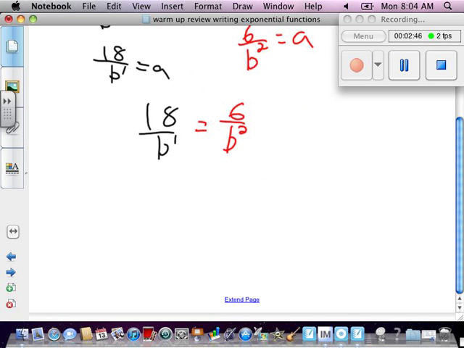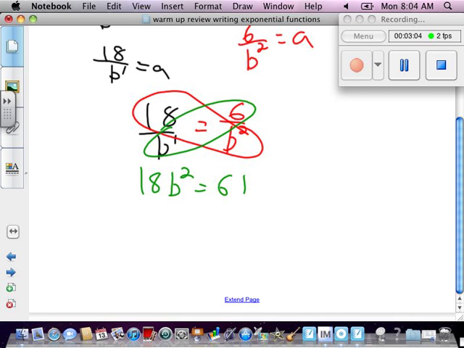Then what do, ladies and gentlemen? What comes next? Cross multiply. I'm not sure why anybody's not writing this down. This is going to be on your quiz. So I'm going to cross multiply, and I get 18b squared equals 6b to the first.